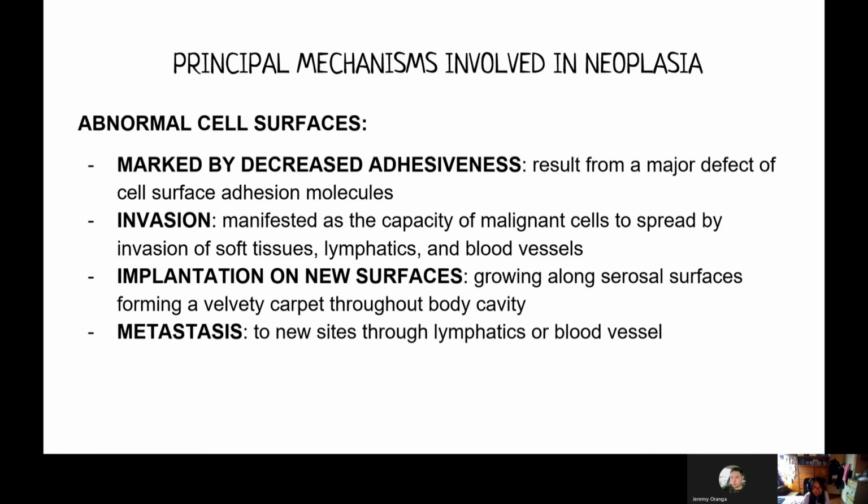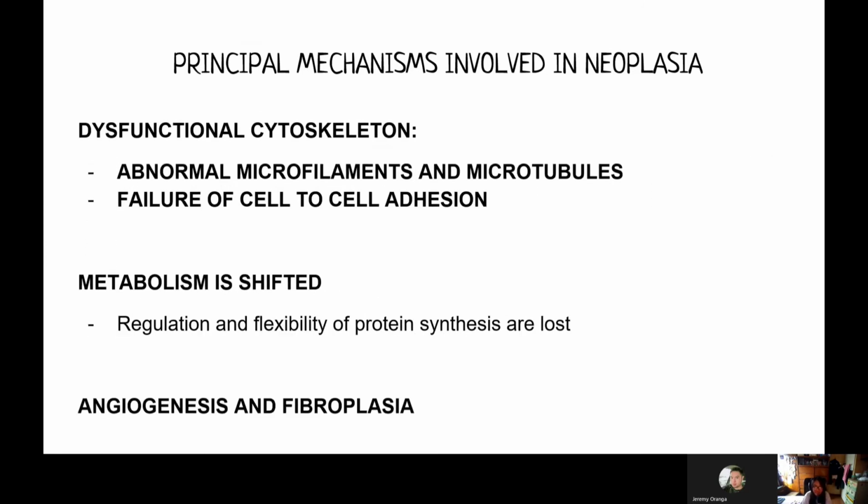And then we have metastasis. So metastasis to new sites through lymphatics or blood vessels. I'll be discussing more of metastasis later. Okay, so more of the principal mechanisms involved in neoplasia. Next we have the dysfunctional cytoskeleton, the abnormal microfilaments and microtubules. So what do I mean by that? There is an aberrant cell shape, aberrant movement, and aberrant chromosomal stability, and usually this is due to the abnormal polymerization of tubulin.